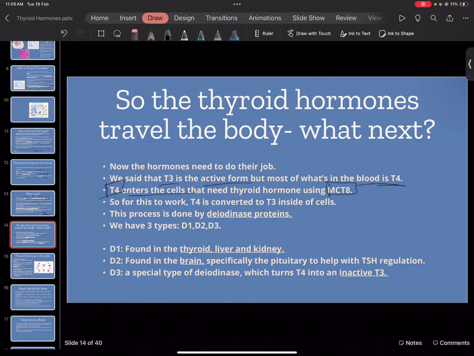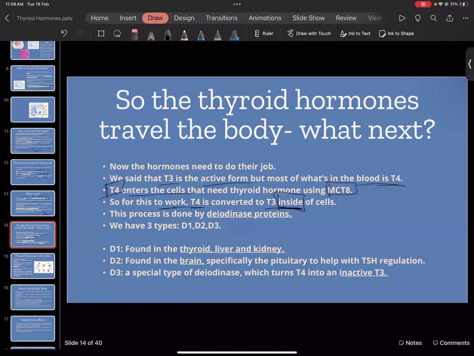It's when we were taking the T3 and T4 out of the thyroid gland and into the bloodstream. So for this to work, T4 is converted to T3 inside of the cell, not outside of the cell, inside. So T4 is taken inside of the cell first, and then it's converted to T3.